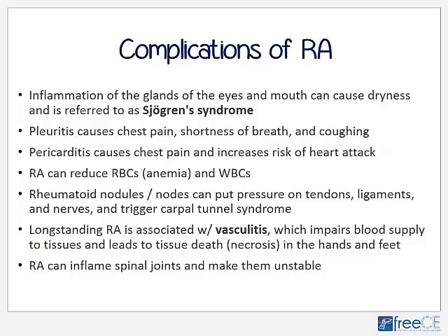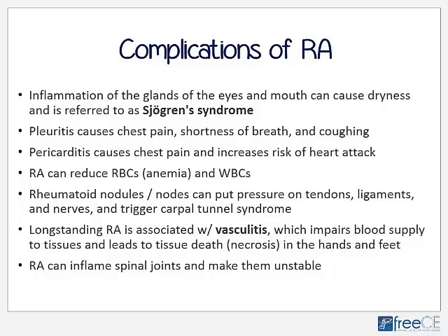As mentioned, aside from joint swelling and pain, RA can affect various tissues and organs. For example, inflammation of the glands of the eyes and mouth can cause dryness, and overall it's classified as Sjogren's syndrome. And this eye dryness can lead to abrasions, scleritis, and even blindness in a small percentage of cases. Pleuritis of the lungs can cause chest pain, shortness of breath, excessive coughing. Pericarditis of the heart can lead to chest pain, increased risks of heart attack.